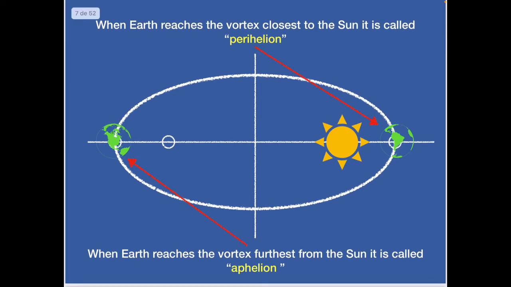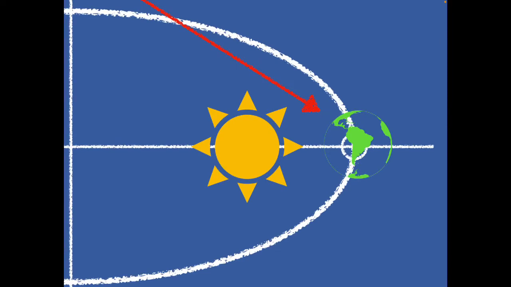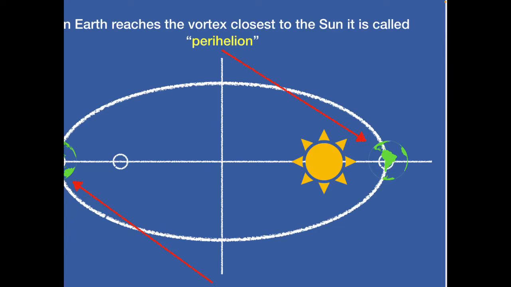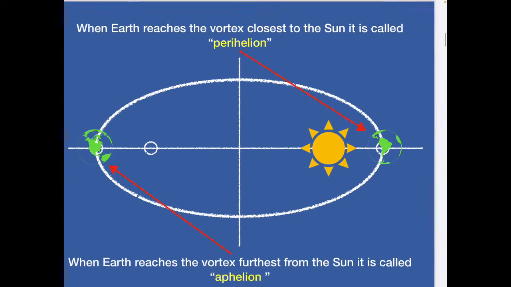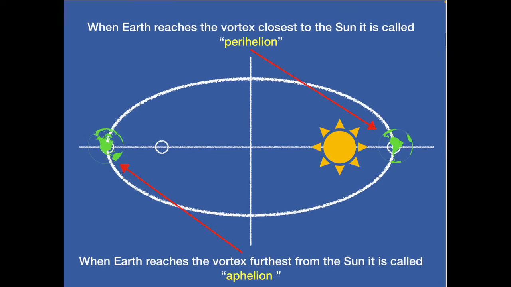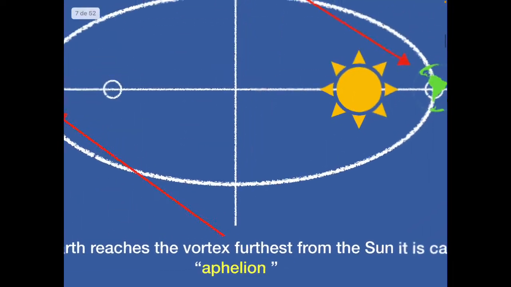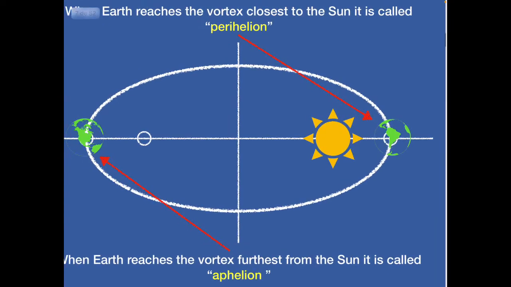When the Earth is in the vertex closest to the sun, to the focus of the sun, that is going to be called perihelion, which is the point in which we are the closest to the sun. And when the Earth reaches the opposite vertex, that is when the Earth is the farthest from the sun, that is going to be called the aphelion. So just remember that peri means in the surroundings and helion means the sun.